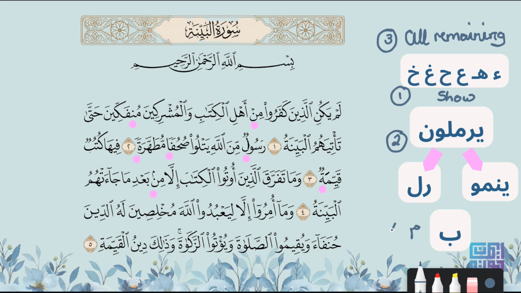And then number four is iqlab. Okay, so let us have a look here. First one is here, the Noon, min. After it came a Hamza. Which group does the Hamza belong to? To the throat. Let's write it here. The throat letters. Okay, so this is izhar. So this is number one.